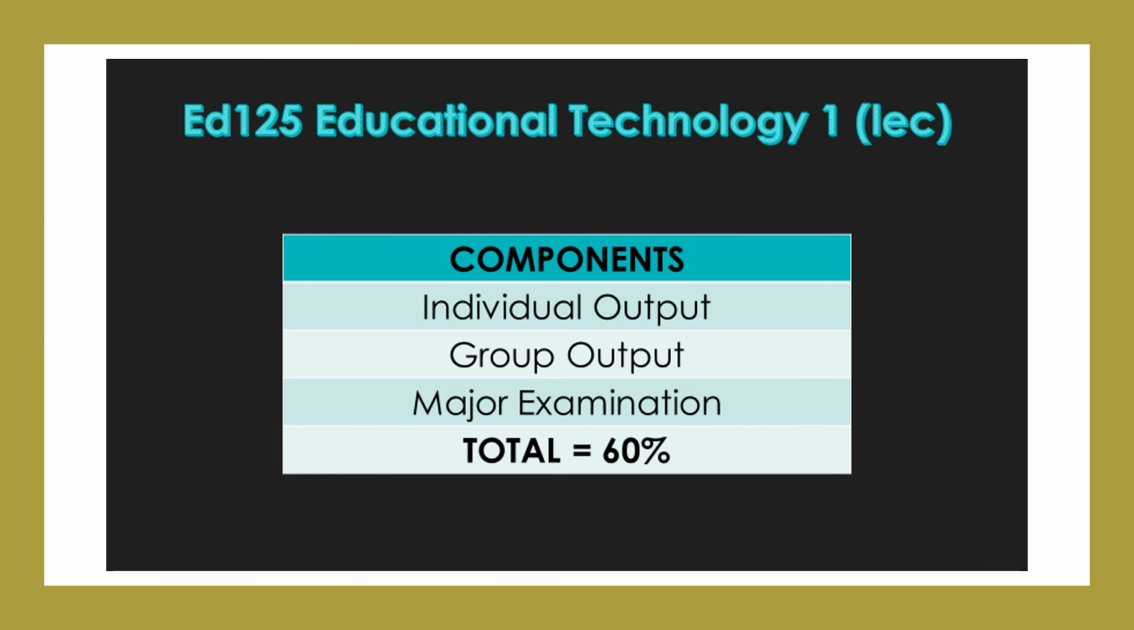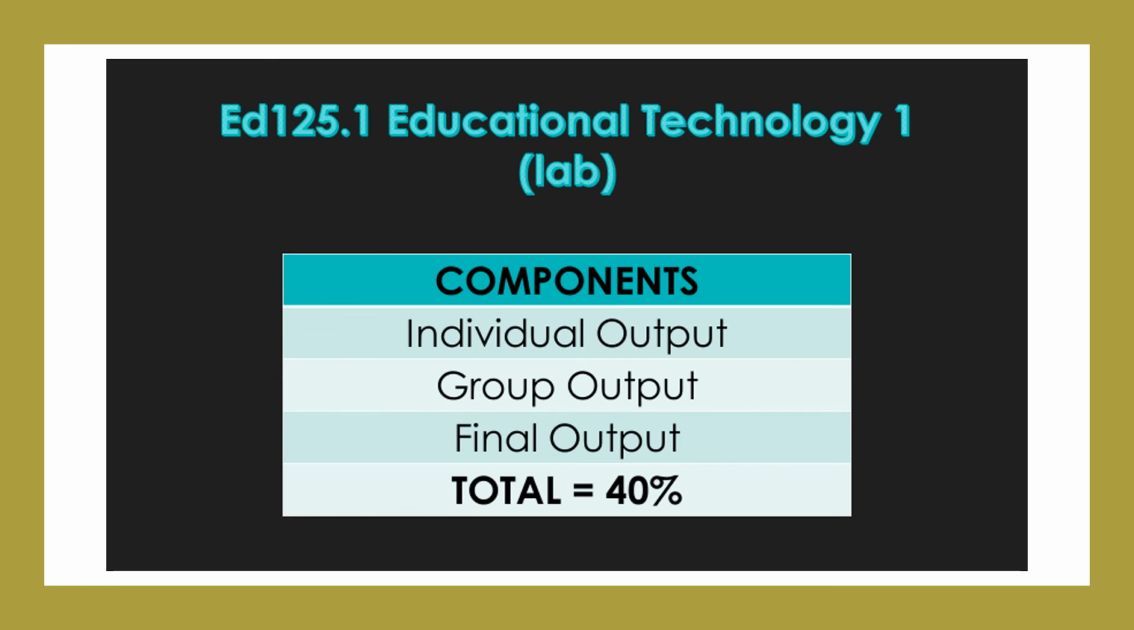Okay. So here are the components of your Ed 125, no. So the components would be individual output, group output, and then of course we'll be having our major examination. So that is 60%. Okay. And then for laboratory, for 40%, we have individual output, group output, and final output. Okay. So that is for laboratory. So meaning to say 60% yung sa lecture, 40% naman yung sa laboratory.